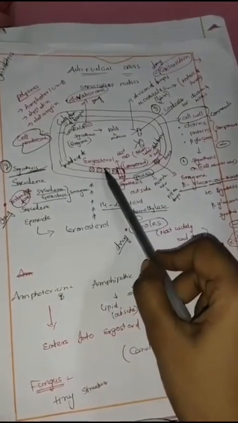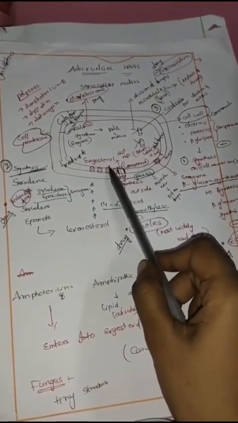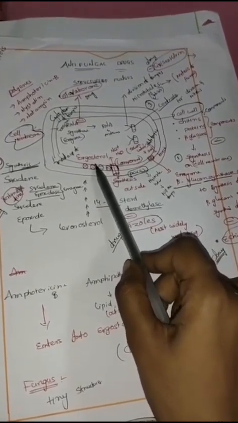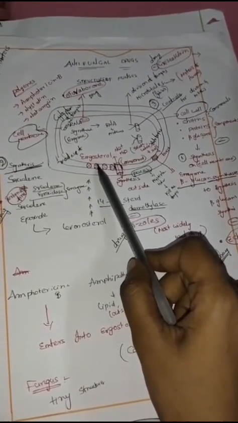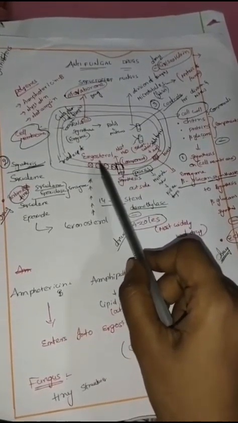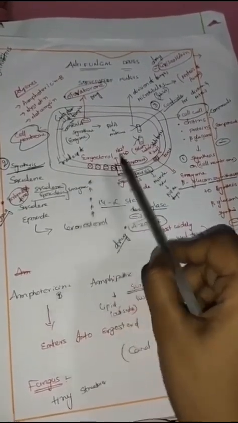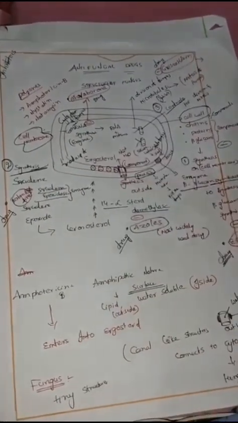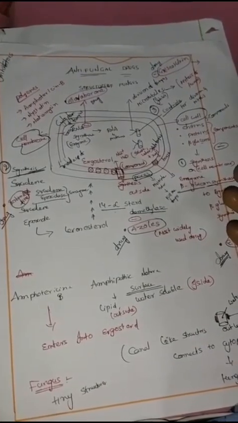Next, the main thing is ergosterol. Ergosterol is like mammalian cholesterol, composed of ergo and sterol components, and it is present in protozoa and fungus. So we have to kill this. It is better that it is not formed as ergosterol.